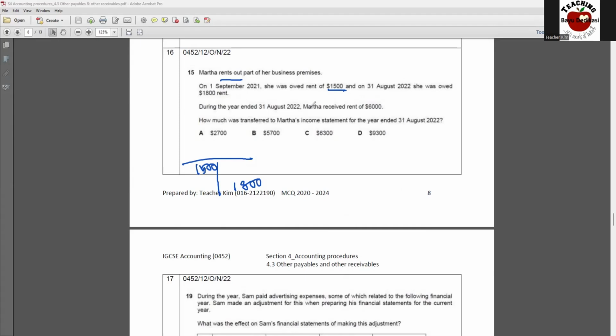During the year ended, received, that means this is a bank amount, bank in the credit side. So how much transfer to the income statement or profit or loss? So you take the total credit minus the debit, which is 6,300.